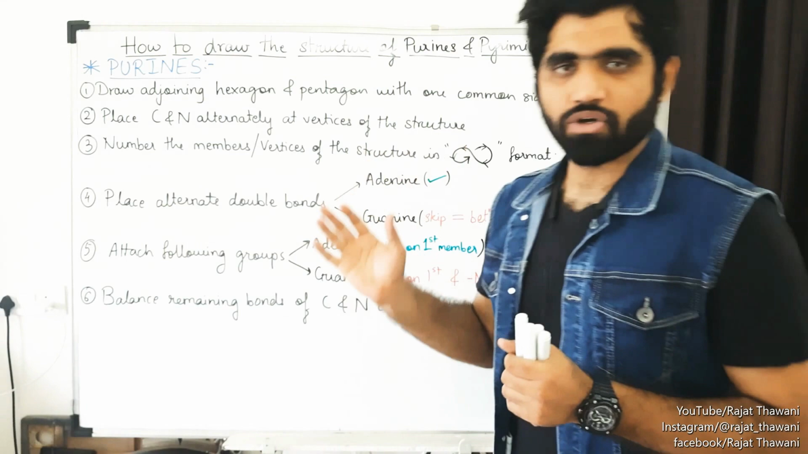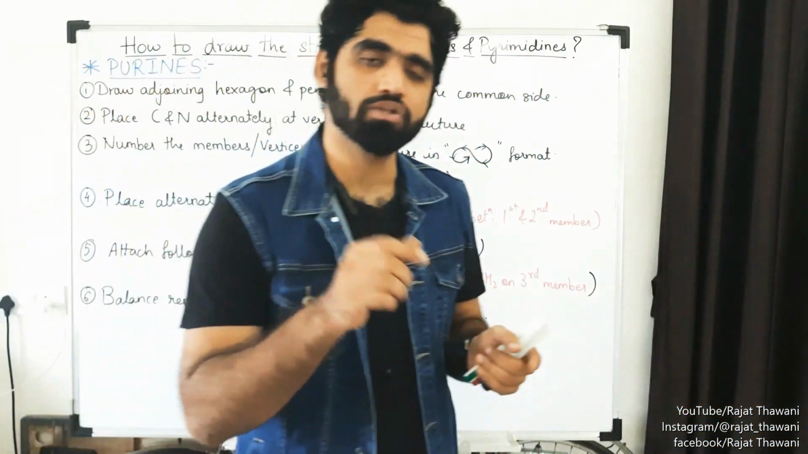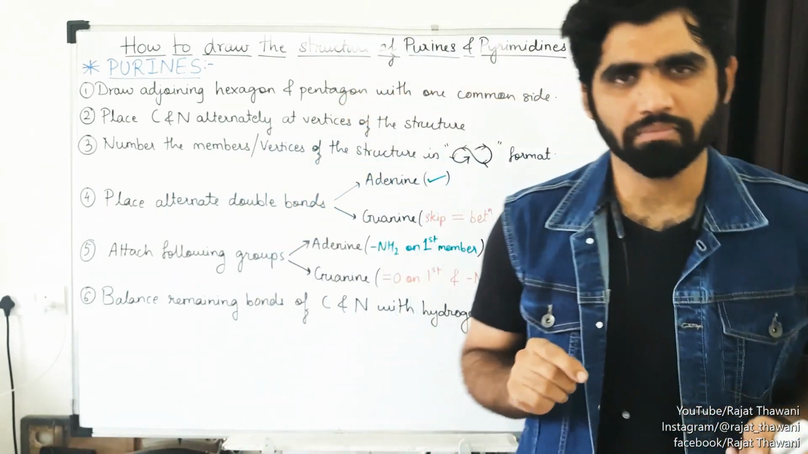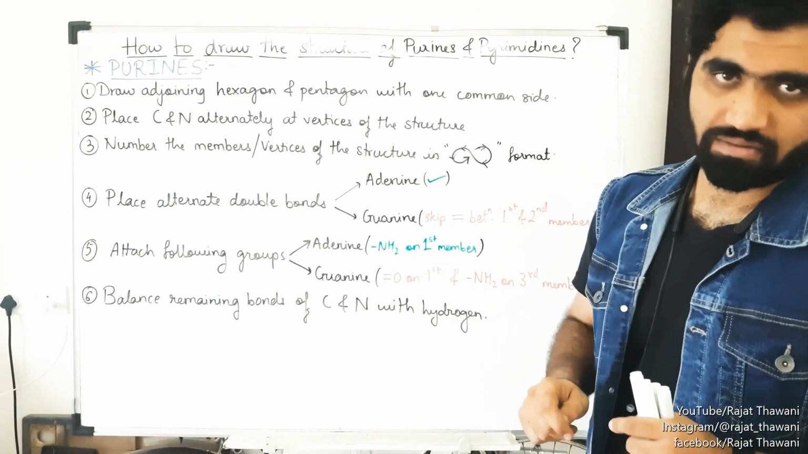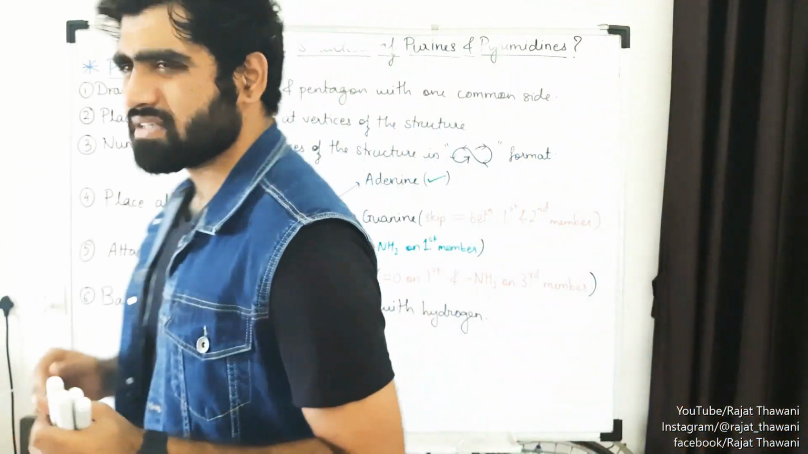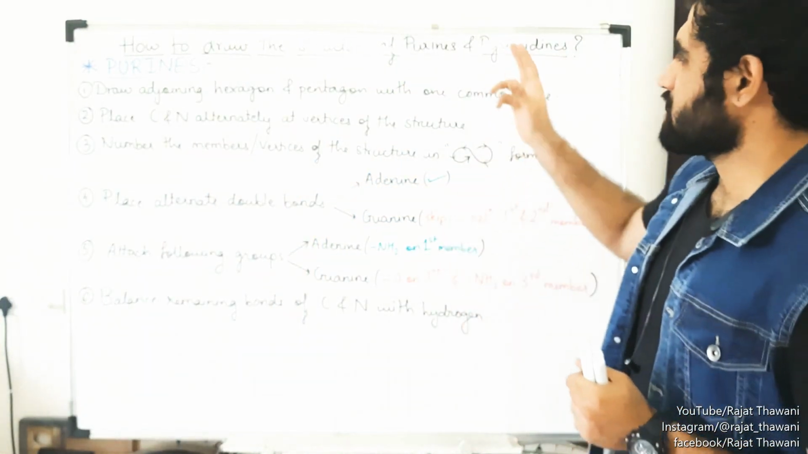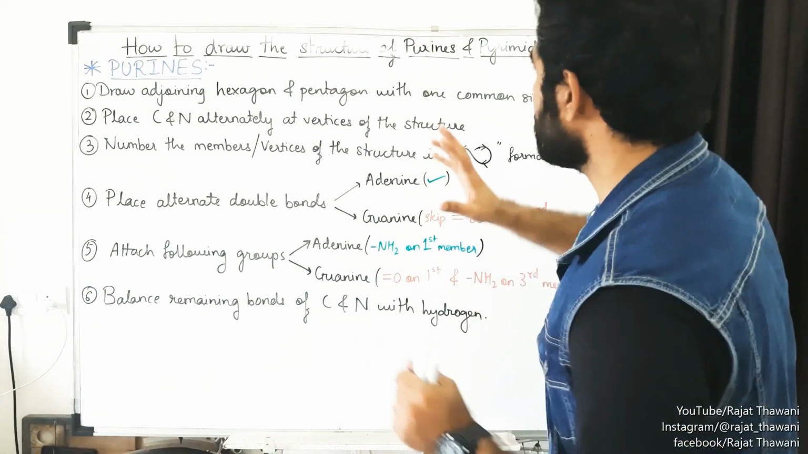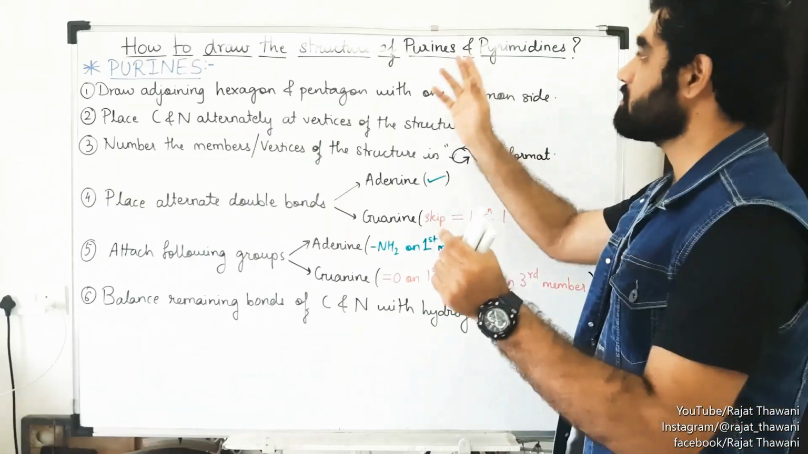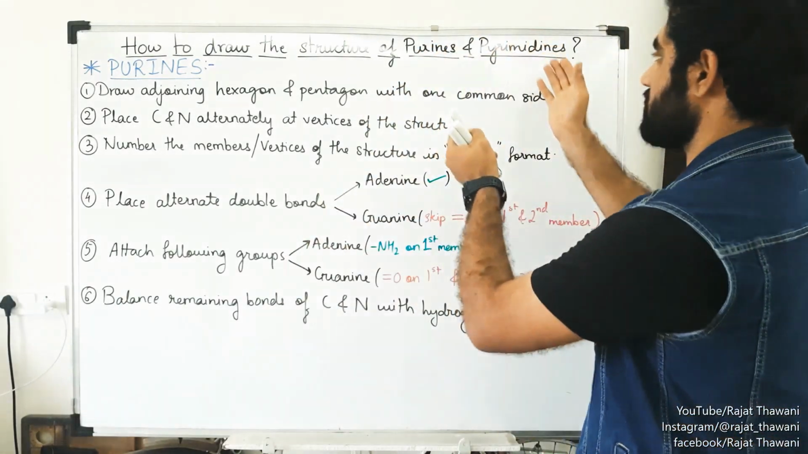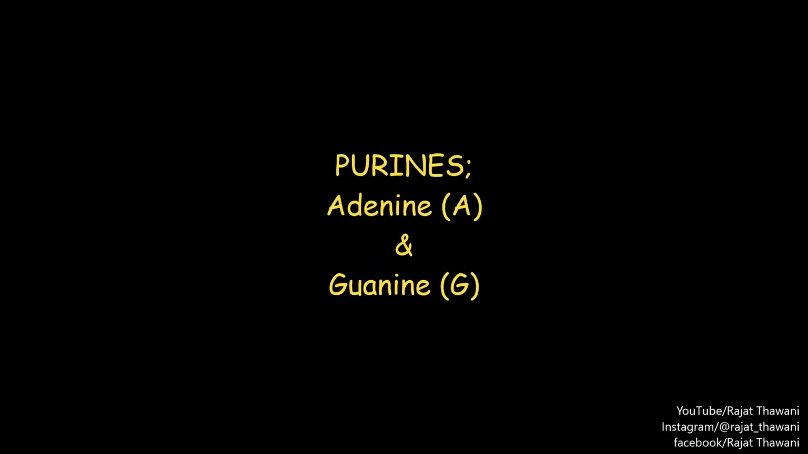Now, I know this is not useful for 9, 10, but in 11, 12 boards, for all boards, they might ask in the exam. Also, there is a maximum probability for questions based on purine and pyrimidine structures to be asked in the NEET, and in JEE chemistry they may ask very rarely. The structures of purines and pyrimidines are a bit difficult. We know how to differentiate between purines and pyrimidines, but how can I differentiate between the two purines and the three pyrimidines? So for that I am making this video.